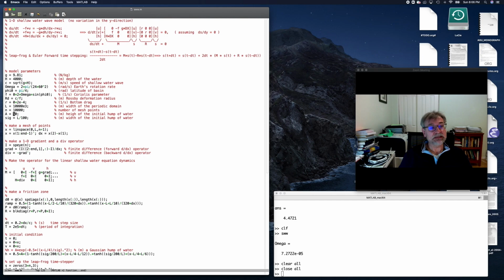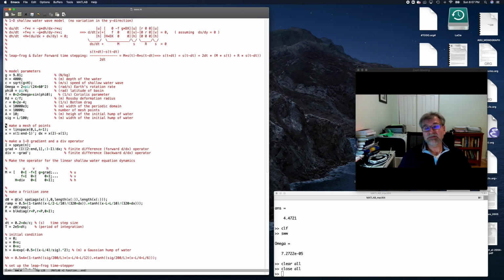And A is going to be the amplitude of the initial disturbance. So the first one we're going to do, we're going to try an initial condition, which is down here, which is just going to be a Gaussian hump of water, like a bell-shaped distribution. Okay, so A is going to be the height of that, and sigma will be sort of the half width of that bell-shaped distribution. So we pick that to be L divided by 100. So that's about 100 kilometers. And so this is for the parameters.